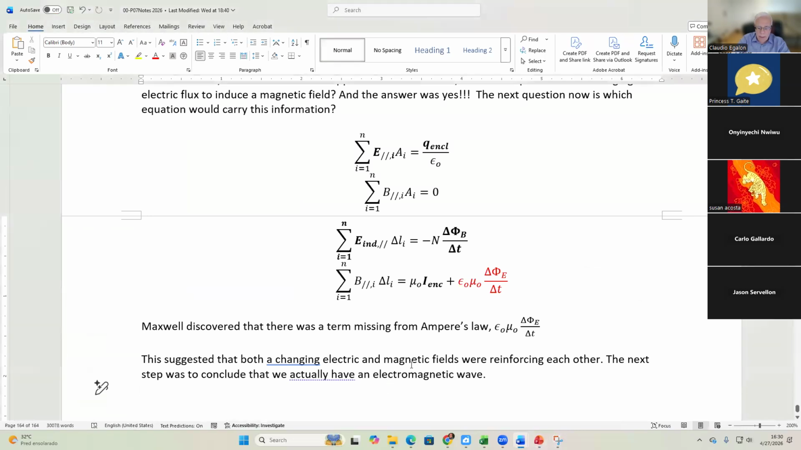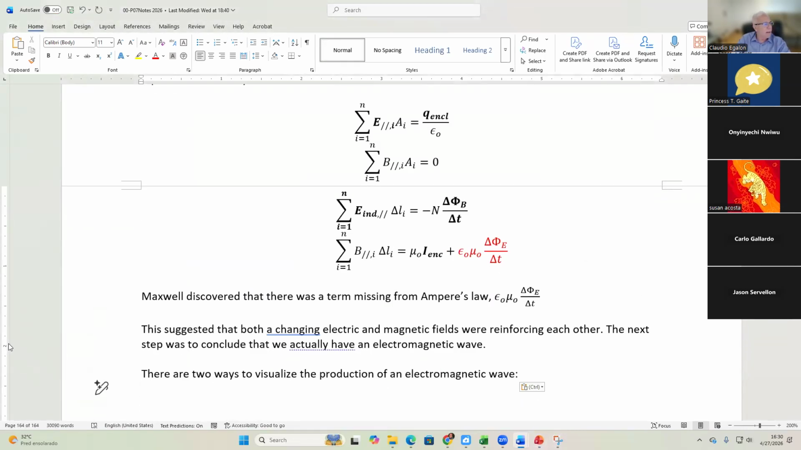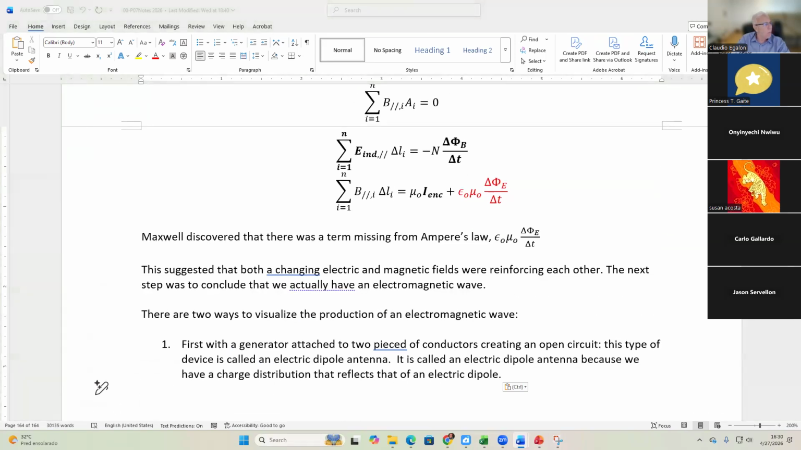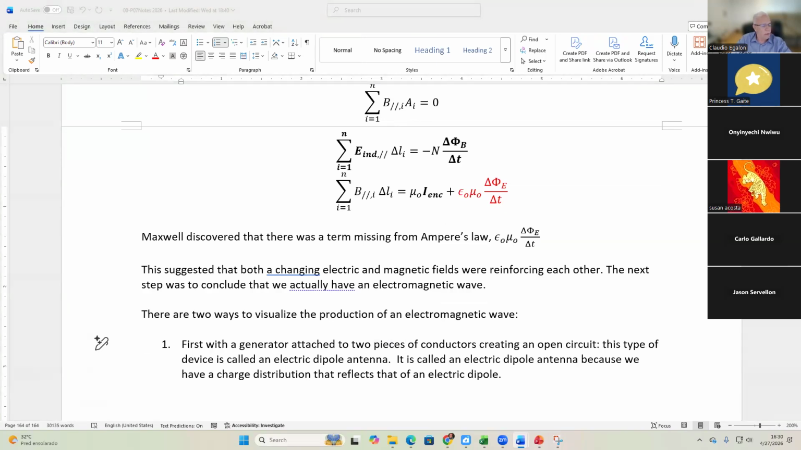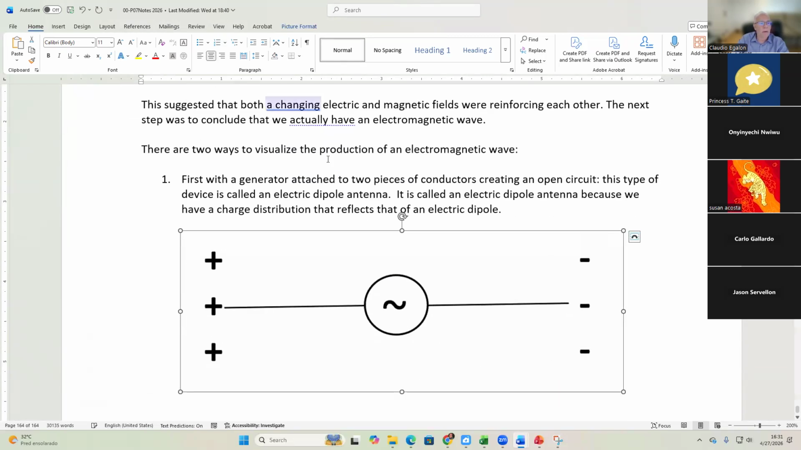And here you go. One way to visualize an electromagnetic wave. Consider a generator. Attach it through two conductors, two pieces of conductor, creating an open circuit. Here you go. Let's get this one here. That's my generator right here.